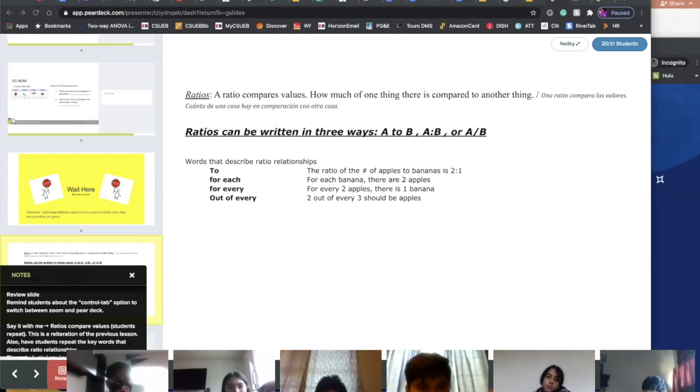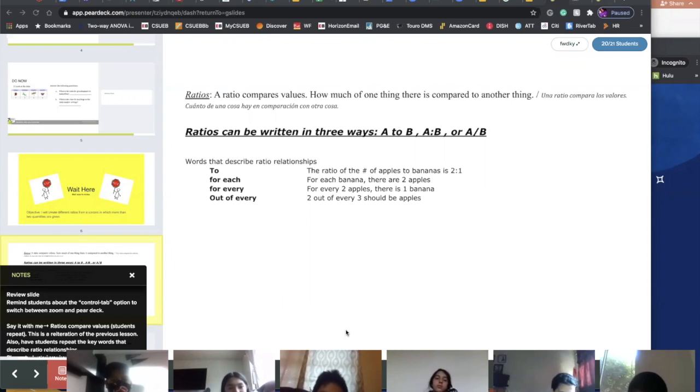Kevin, can you read the first sentence for me? On the top. Ratio. A ratio compares value, how much of one thing there is compared to another thing. Great. So an example of one thing that was compared to another thing was the bugs compared to the total bugs, or the cats compared to the dogs. So una ratio compara los valores, cuánto de una cosa hay en comparación con otra cosa.